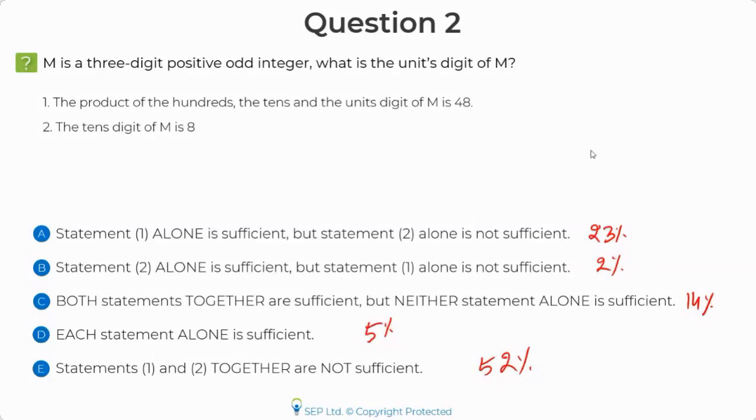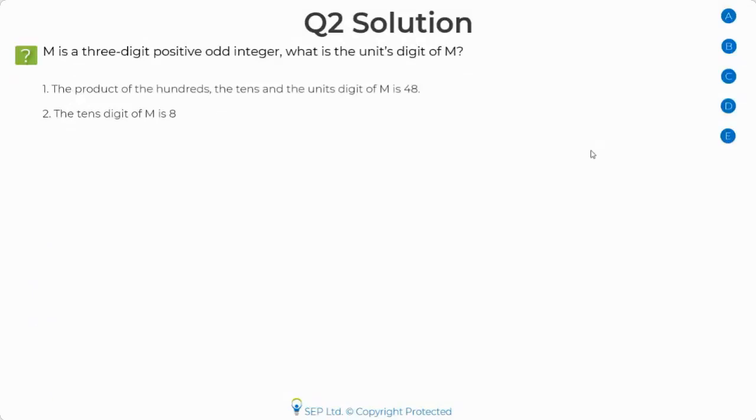So let's continue. So let's solve this question one step at a time. So let's see what I know. I know that M is a 3-digit positive odd integer. Okay, focus on this word. It's a positive and odd integer.